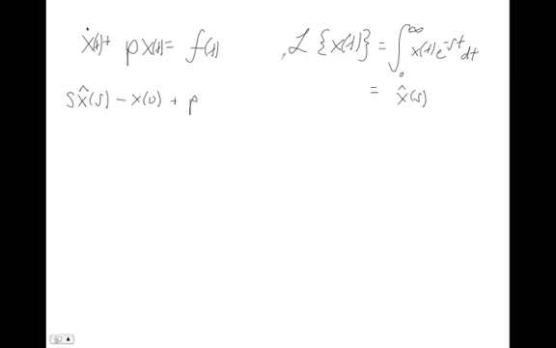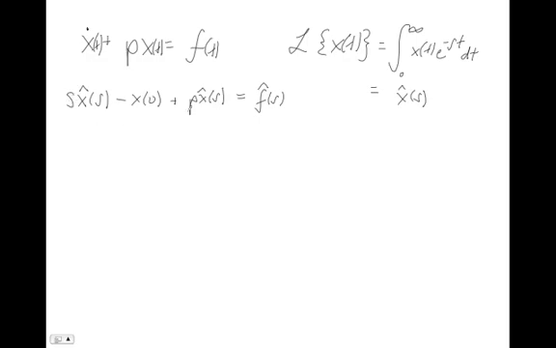Constants don't do anything, and x of t, by definition over here on the right, simply becomes this function x hat of s, and f of t, by definition, becomes this function f hat of s. So this is the Laplace transform. The cool thing is time derivatives simply become algebraic s's, and each time derivative is another s.